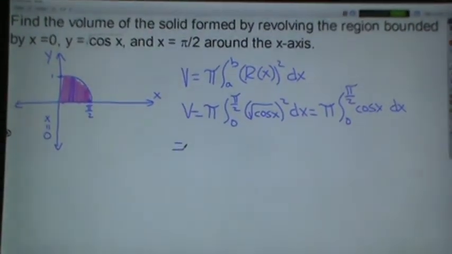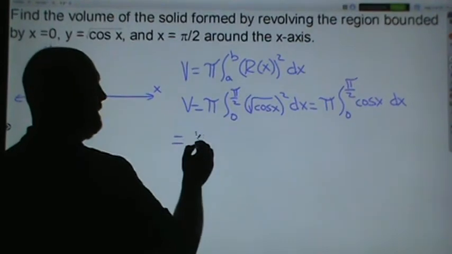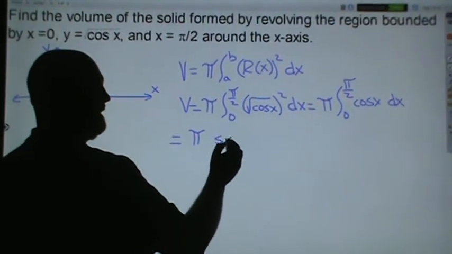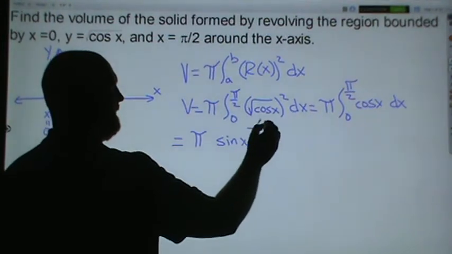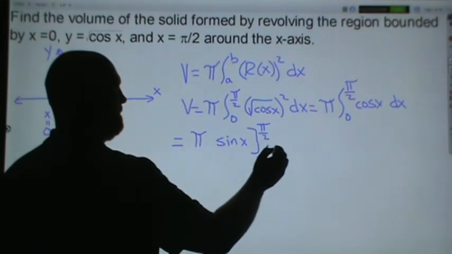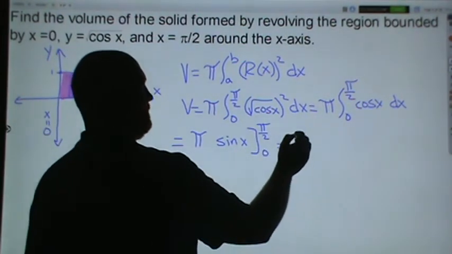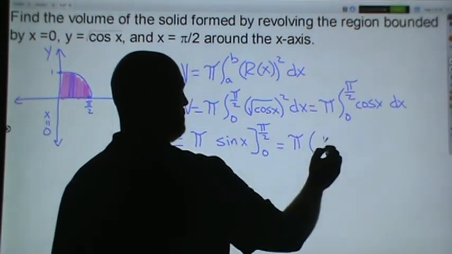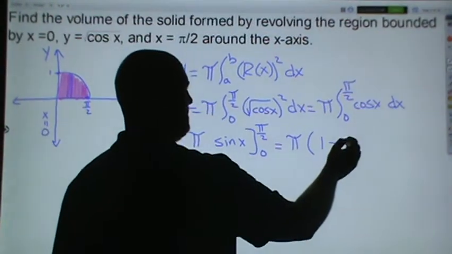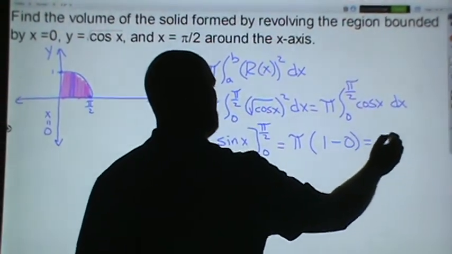So when I integrate cosine, I get sine. So I'll have pi times sine of x, evaluated from 0 to pi over 2. So I'm going to have pi times the sine of pi over 2, which is 1, minus the sine of 0, which is 0, so my answer is pi.